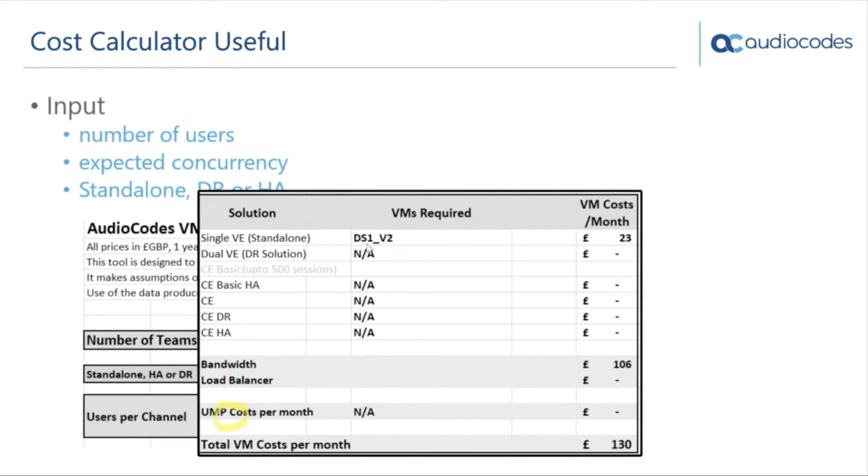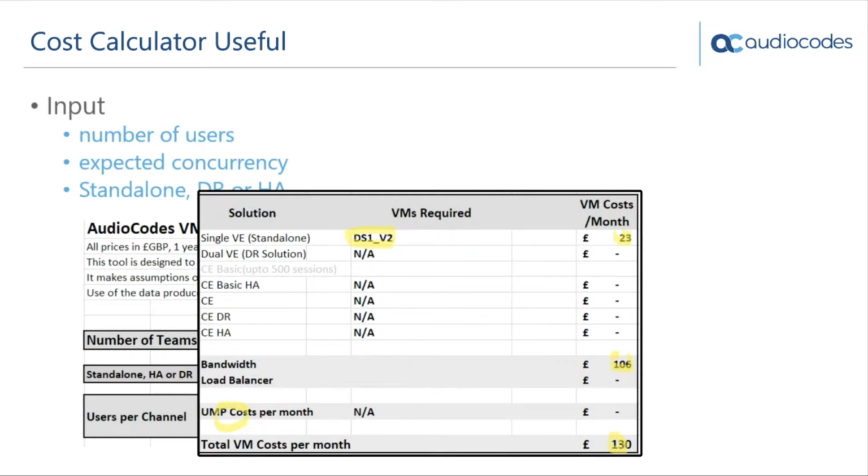So this is in Azure. For that, I need a DS1 V2, which cost me £23 a month, and then I worked out the bandwidth was £106 a month. So that gave me a total cost of £130 a month. So that's for running that 250 session or 2,500 user setup essentially.